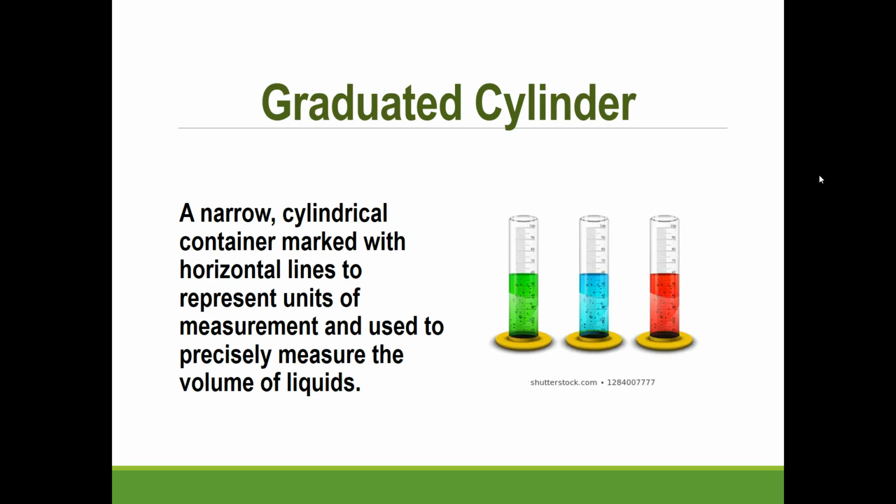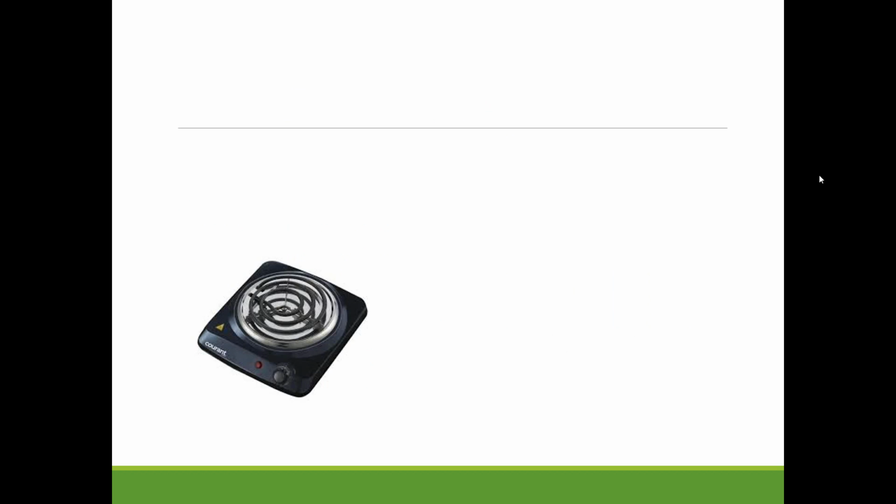Graduated cylinder. That's what they look like. They're narrow. They have that little flat surface on the bottom. They can stand up on their own like a beaker, and they're almost like what we saw before, a test tube, but these just have flat bottoms. And they're very narrow, and they're marked with horizontal lines to represent units of measurement. So the difference is that you can measure with these, right? And you can use them to get precise measures of volume. This is how you found the volume of liquids or objects.